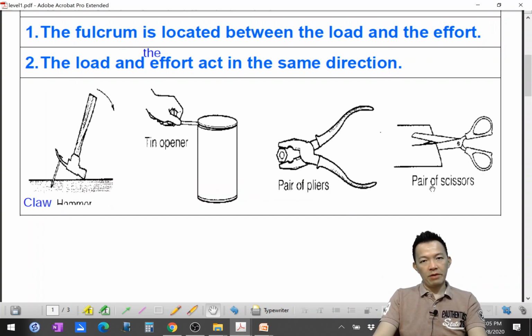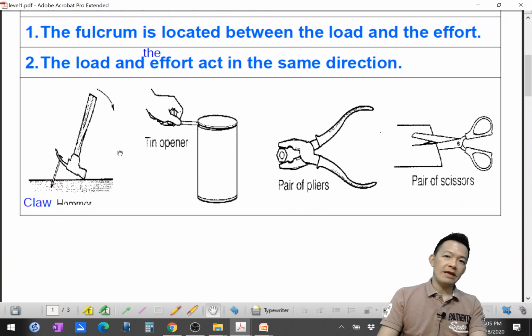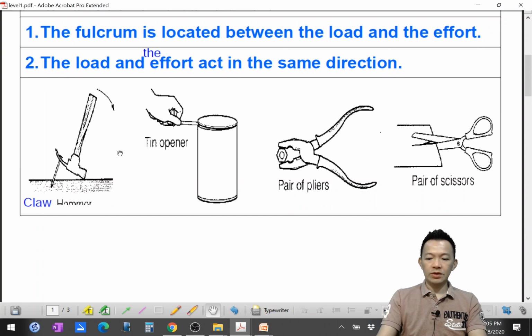Beside the claw hammer, there is the tin opener 开罐的, pliers, scissors. All the names here will be your marks 它就是你的名字来的. After this, they're going to ask you to label the position of the fulcrum, load and effort 它肯定叫你 label 它的 load, effort 跟 fulcrum 的位置.